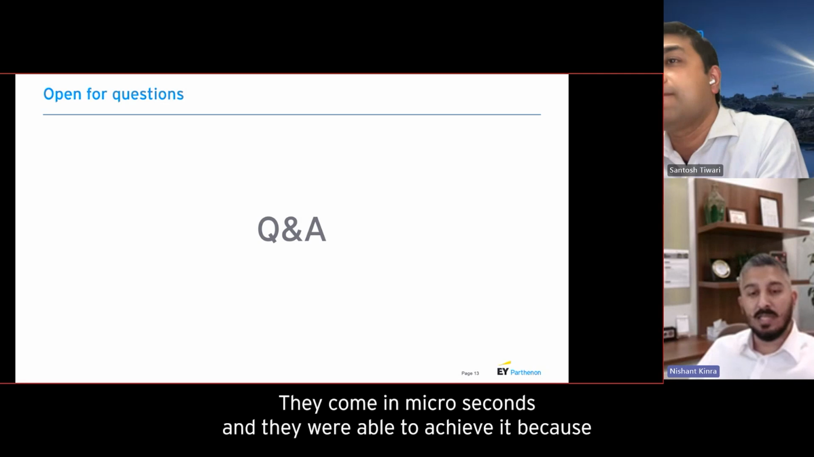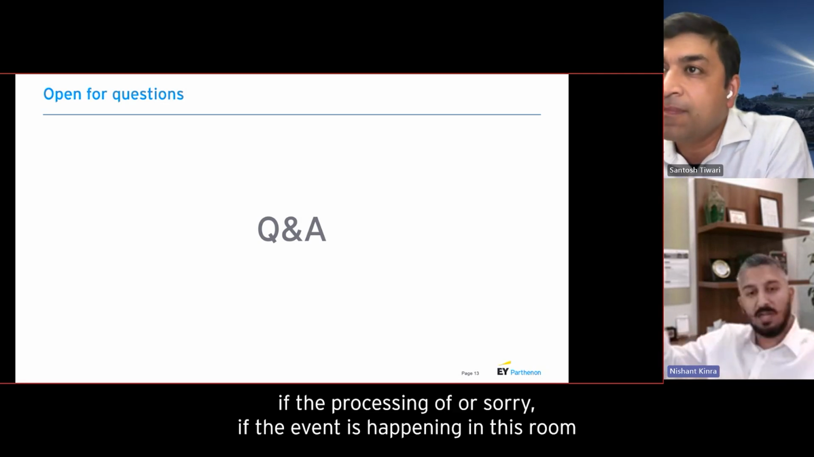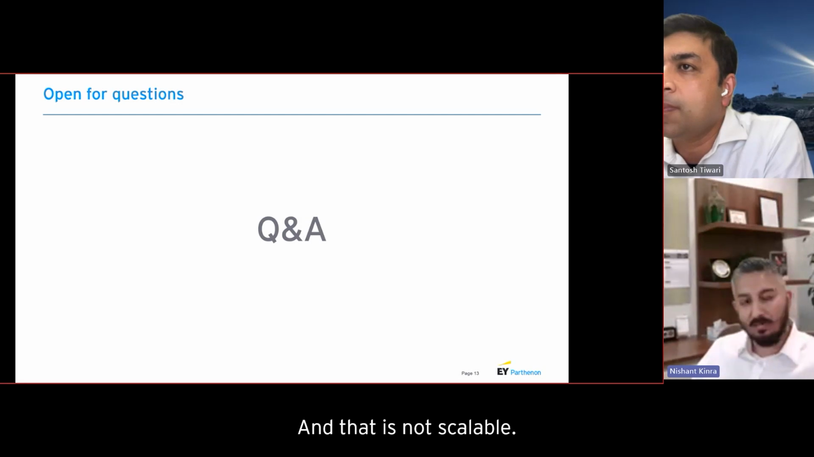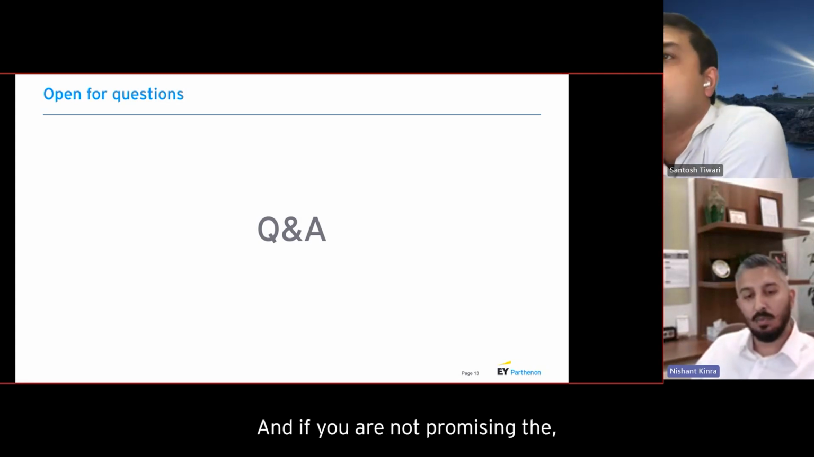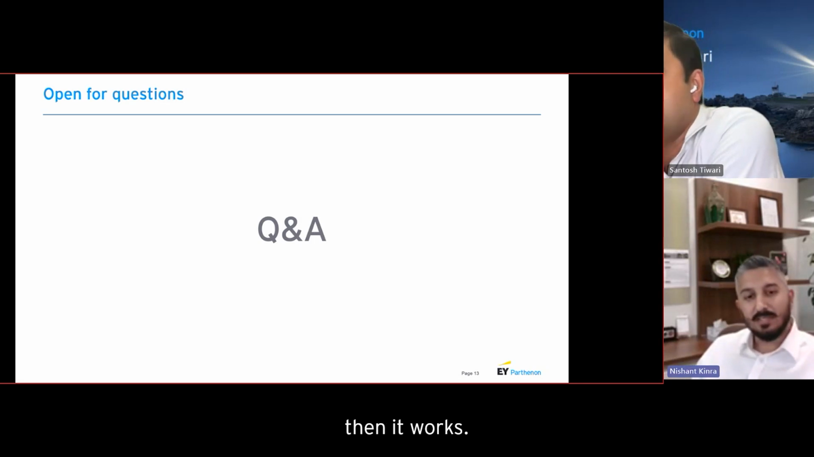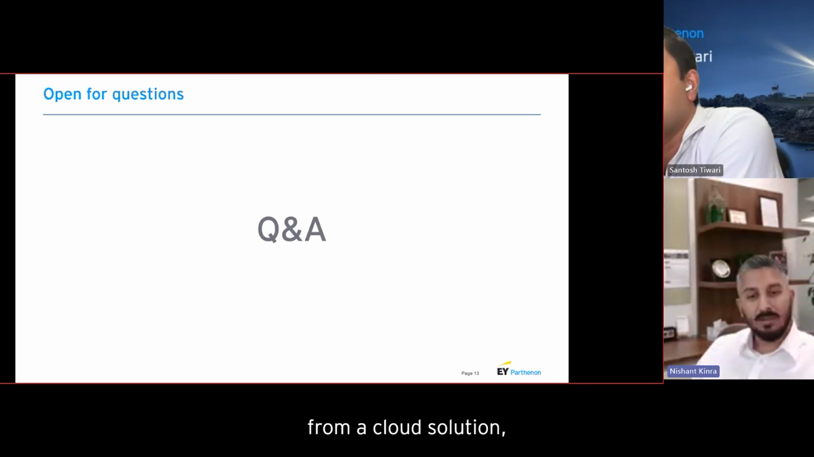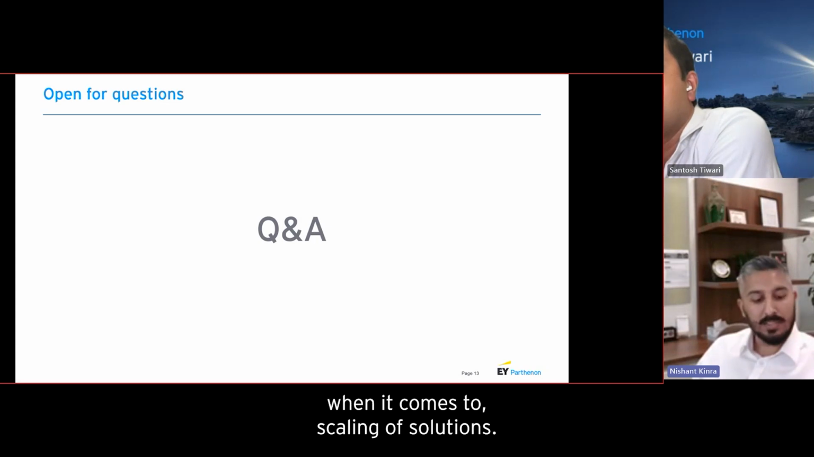They come in microseconds, and they were able to achieve it because if the event is happening in this room right now, their processing or compute power was sitting under this table, and that is not scalable. So that compute is very important. How do you get your compute from? If you are not promising the sky to everybody, then it works. But if you're promising some results which might not be feasible from a cloud solution, that has to be taken into account. That is the biggest hurdle when it comes to scaling of solutions.